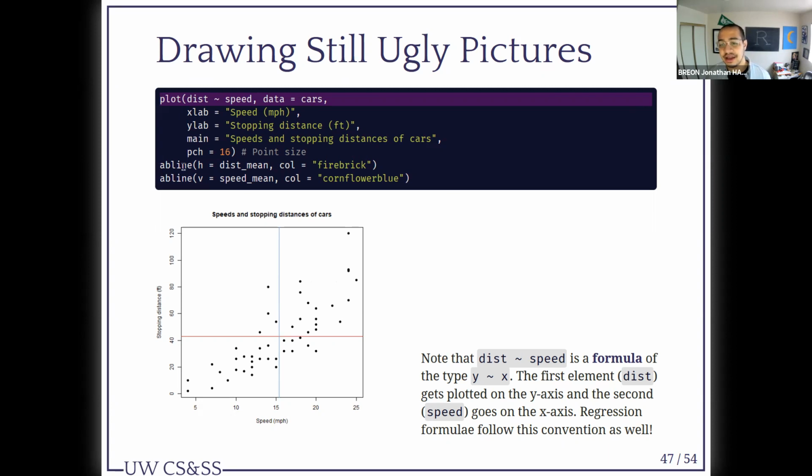We also have this abline argument, where the horizontal is the mean of the distance variable that we created just a second ago, and the color is firebrick. We also have another line which is vertical, which is our mean speed. This is our vertical line here, so it's along our x-axis, and the color is cornflowerblue. There are a lot of colors in R. I recommend checking them out. They're on the slides, but you can also just say base R colors in Google, for instance, and it will show you quite a lot.